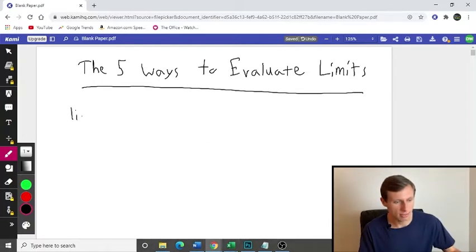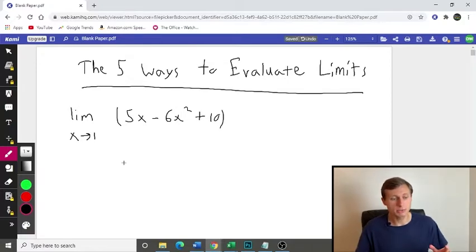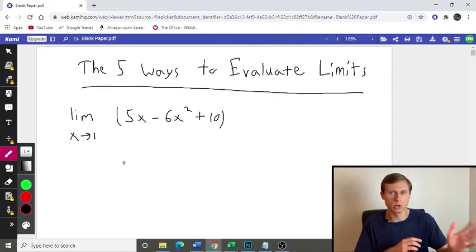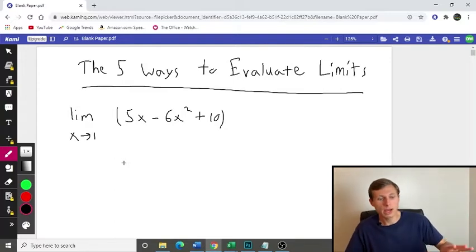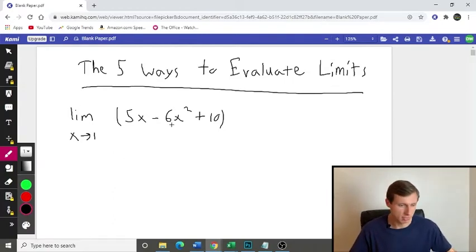If we have a limit such as limit as x approaches 1 of 5x minus 6x squared plus 10. So the biggest difference between limits by graphing them and limits by hand and like the actual function is that with graphing them, you can just look at the graph, you can see if it approaches one side or the other. But whenever we have an actual function that we can plug x into, the first thing we can do is just try plugging in x into the function. And so here's what I mean.